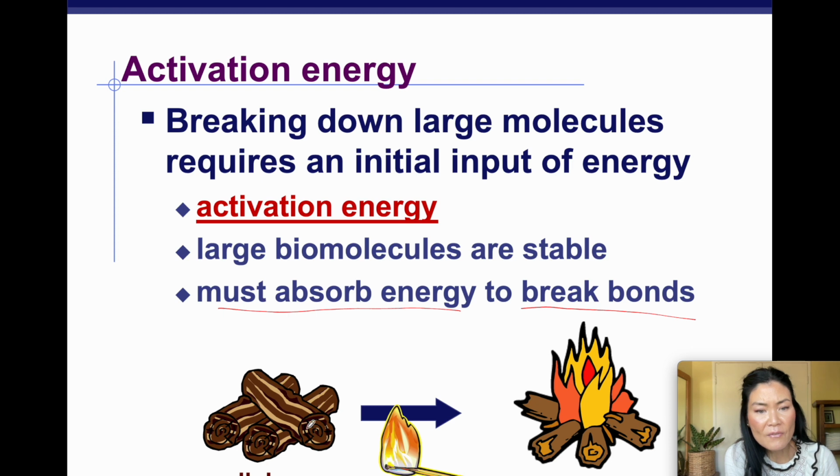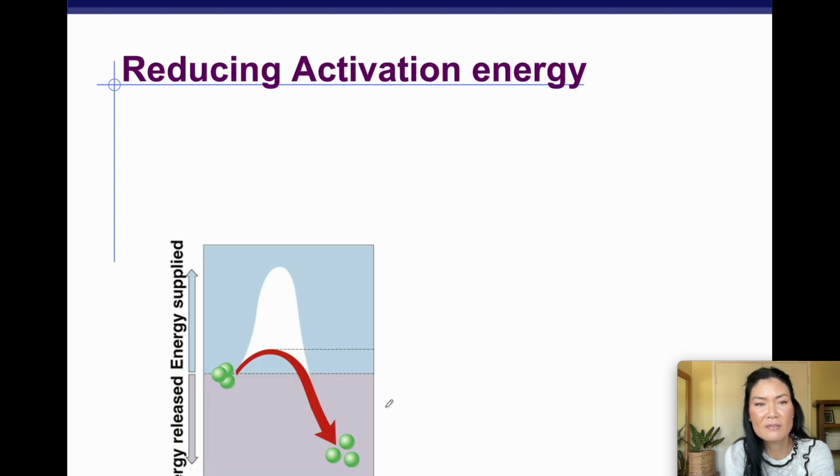Like if you have a log, a pile of wood, it's made out of cellulose, a polysaccharide. It stores a lot of energy, and you can burn it. You can burn it, breaking those bonds with an input of energy. So think of that input of energy, that activation energy, as being like the energy source, like a flame, breaking down those bonds.